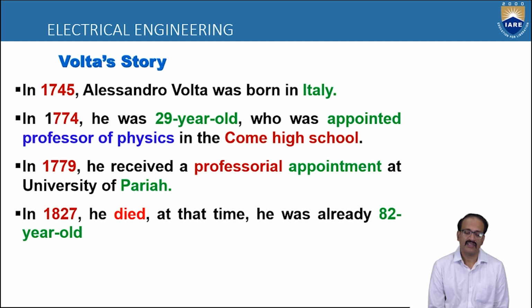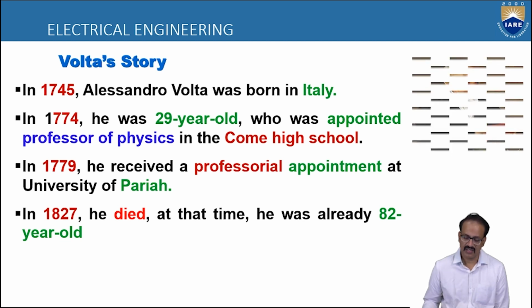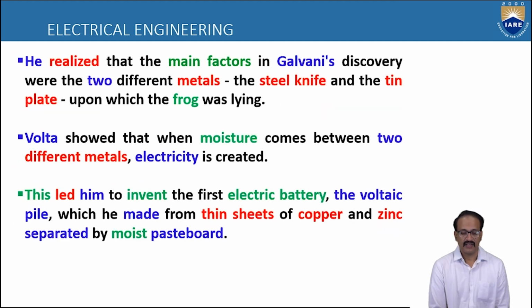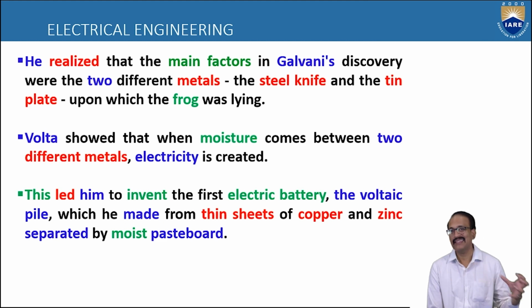He is a person who belongs to Italy, and he is Volta, and he proved that it is not because of that frog leg. It is because of the instrument he is using. It is due to a different reason, that is because of the metals he is using. So he showed that when moisture comes between two different metals, electricity is created.